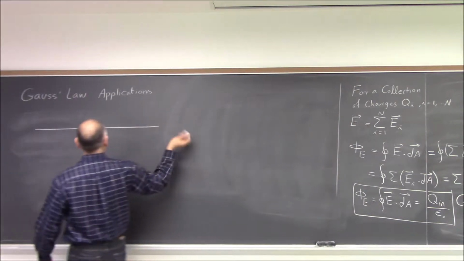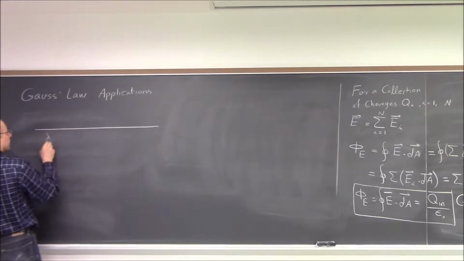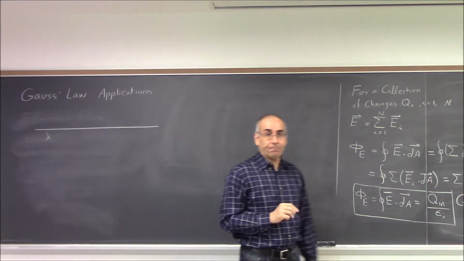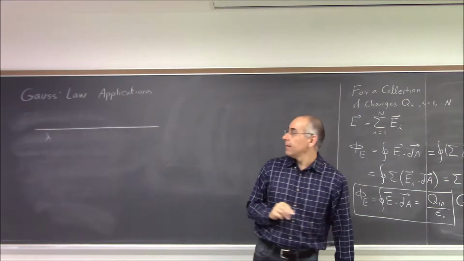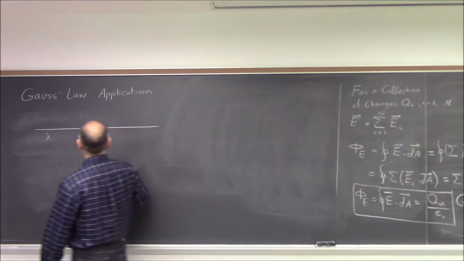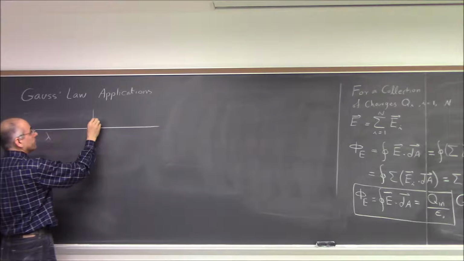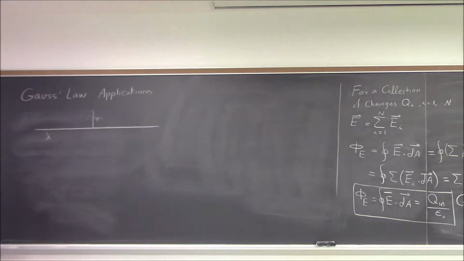Let's say you have an infinite line of charge which has linear charge density lambda. We want to see what is the electric field of this line of charge at distance r, let's say, from that line.